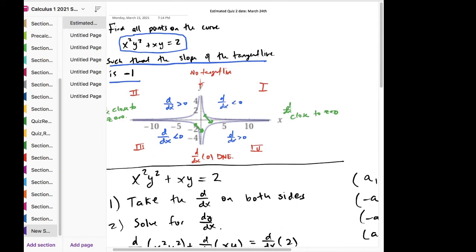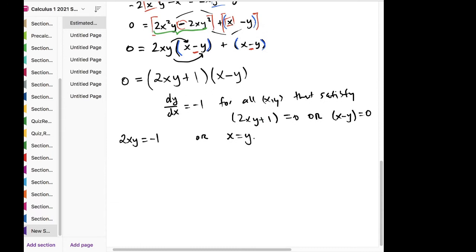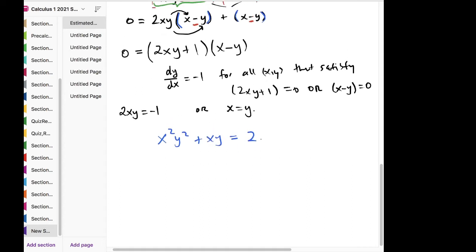So speaking of which, we have to come back to our original graph. So it's x squared y squared plus xy equals 2. X squared y squared plus xy is equal to 2. Okay, so we know that the derivative is -1 if either of these cases happen. So let's do them. Let's do this one first. That looks easier.